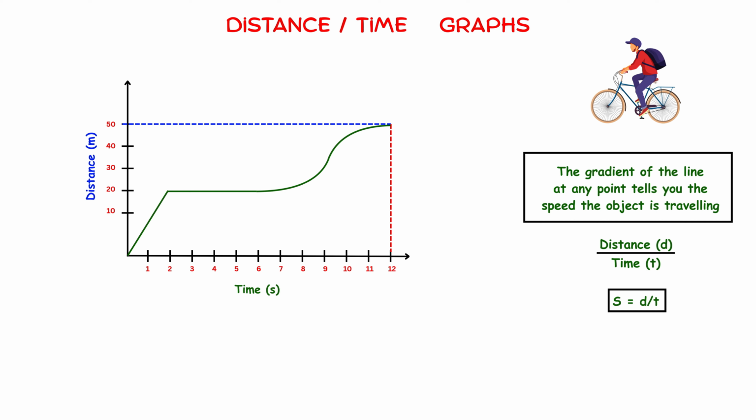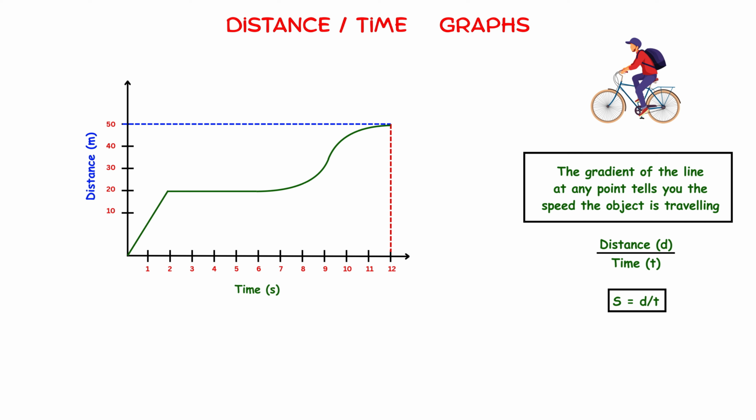However, what makes these graphs even more informative is their ability to reveal detailed insights into the different stages of motion throughout the journey. Interpreting each segment of the graph is an essential skill. The most fundamental concept to grasp is that the gradient, or slope, of the line at any specific point on the graph directly indicates the speed at which the object is moving at that moment.